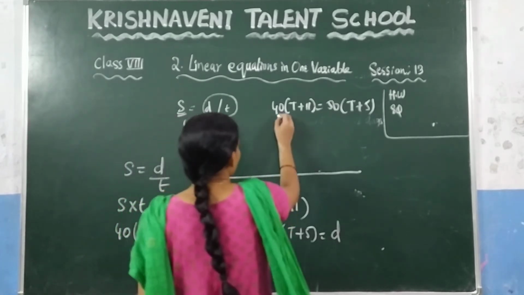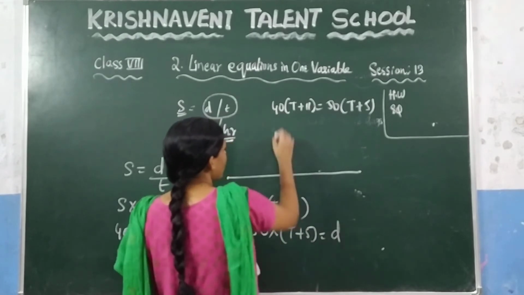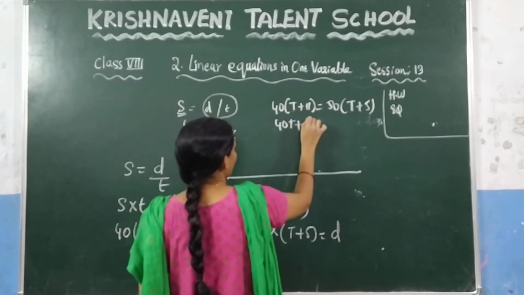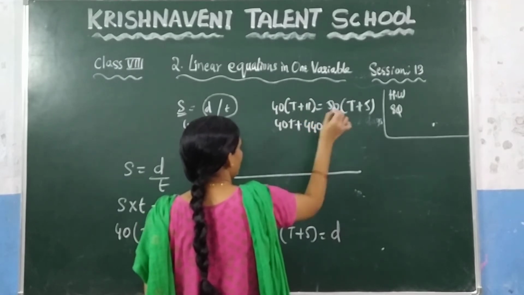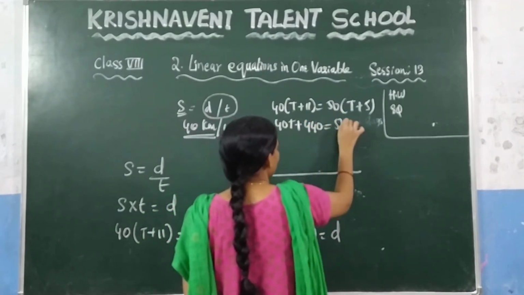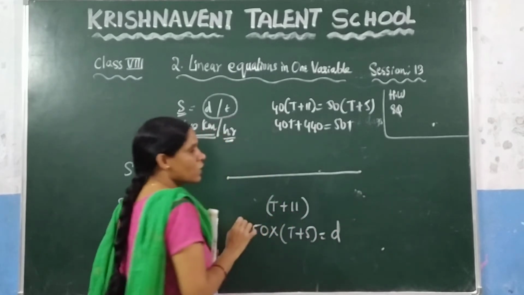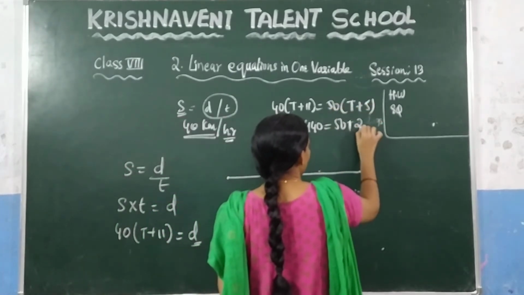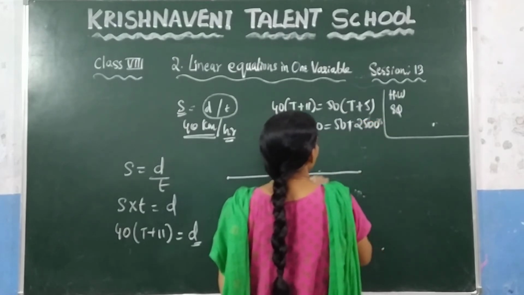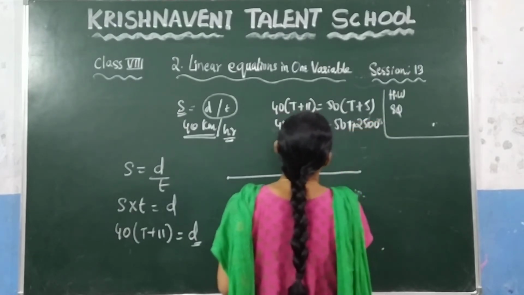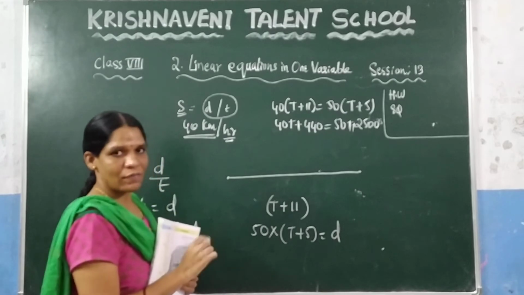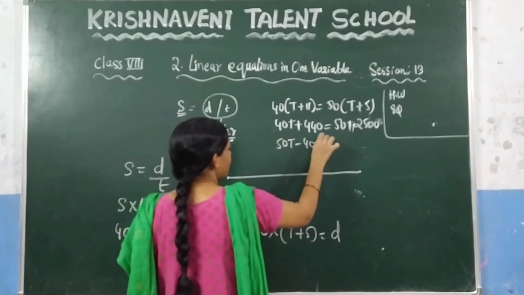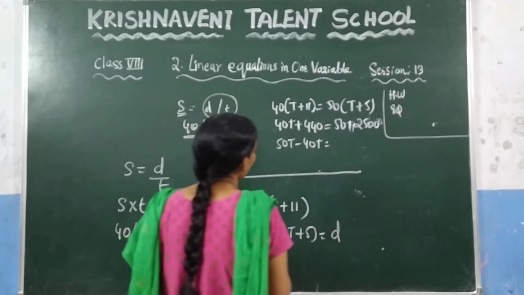So here, what will get multiplied with 40? 40 into t gives you 40t, plus 11 into 40, which is 440. Here 50 into t gives you 50t. Now just multiply with 50 to both of these values: 50 into 5 gives you 250. Now after that, take all the t values to one side. So what will we get here? 50t minus 40t is equal to 440 minus 250.